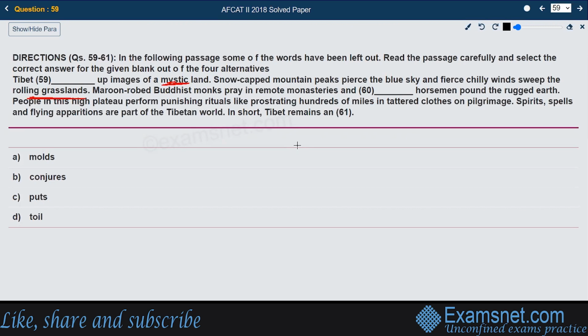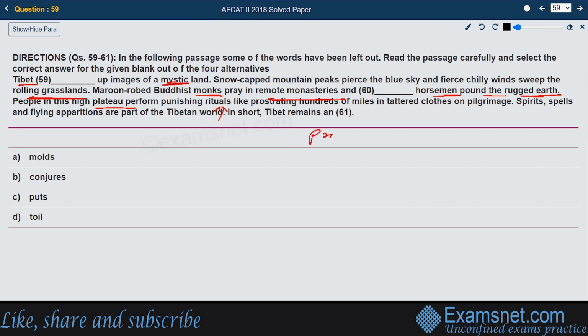So actually, a particular land or particular area is being described, and that area belongs to Tibet, a country. Maroon-robed Buddhist monks pray in remote monasteries, and dash horsemen pound the rugged earth. People in this high plateau perform punishing rituals like prostrating.